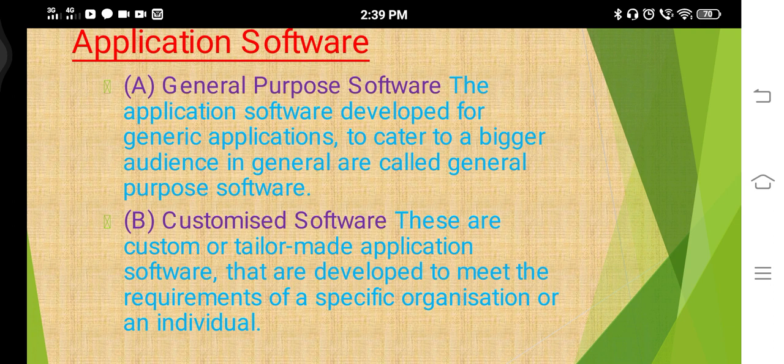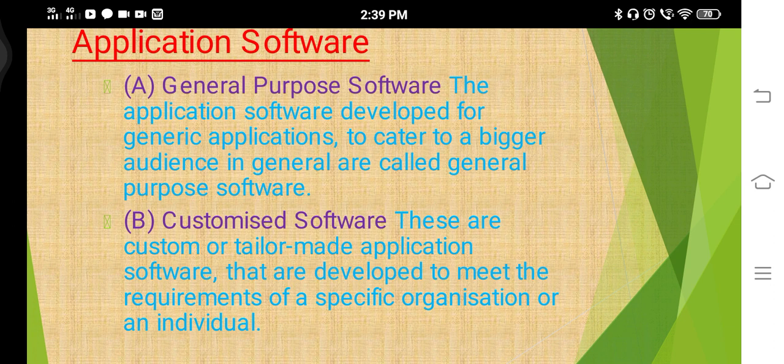Similarly, railway reservation software is also there, which is only used for the purpose of reserving seats and cancellation of seats. For that particular purpose, the railway reservation software is used. That is not used by each and everyone. That is not a general purpose software. It is only for that particular purpose, that's why it is known as customized software, because according to our needs we require a software and we develop it, and that is known as customized software.